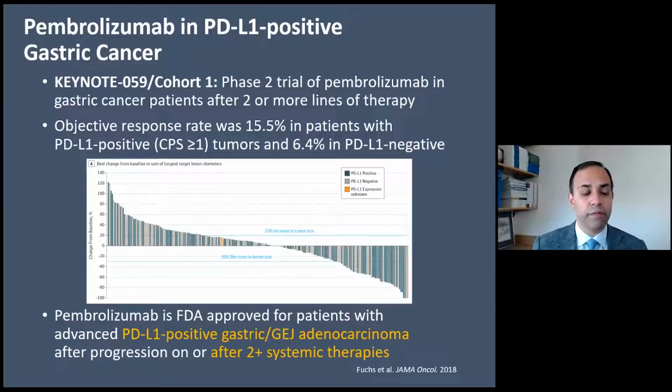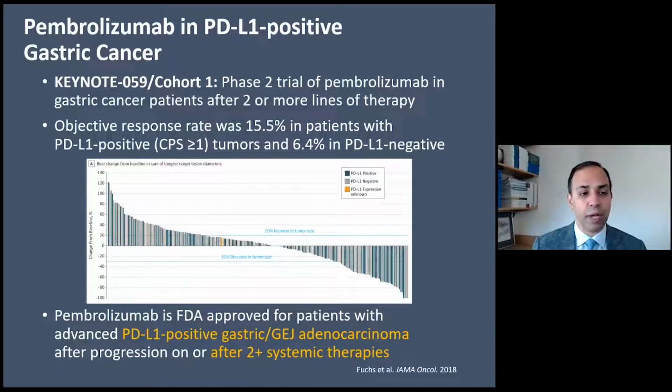The role of the checkpoint inhibitor pembrolizumab in gastric cancer was first demonstrated in the KEYNOTE-59 trial. Cohort 1 of this study was a phase 2 trial of pembrolizumab in gastric cancer patients after 2 or more lines of prior systemic therapy. Objective response rate here was different between patients with PD-L1 positive tumors, that is, those tumors that had a CPS greater than or equal to 1, or PD-L1 negative tumors.